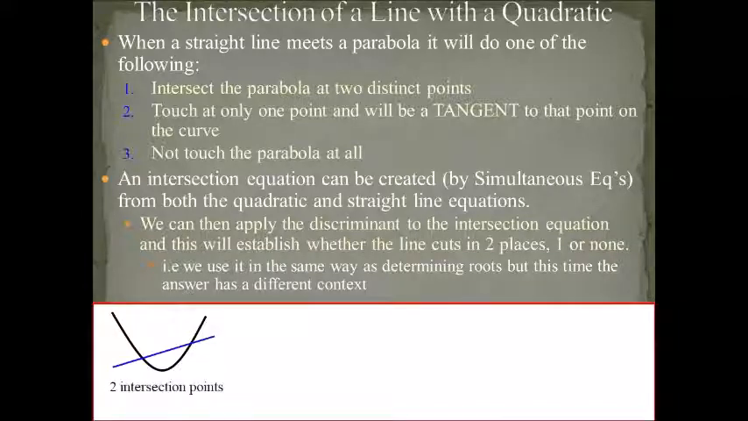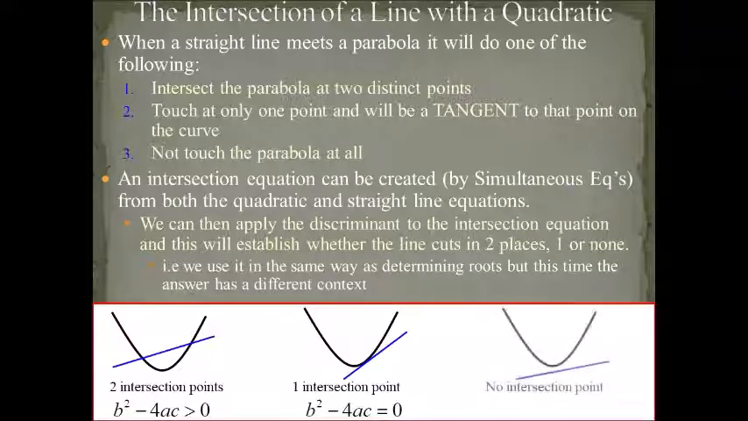And it's shown diagrammatically. First diagram, 2 intersection points: you'll get a discriminant for the intersection equation that'll be greater than 0. If there's one intersection point and therefore a tangent, the discriminant for the intersection equation will be equal to 0. And if there is no intersection point, the discriminant for the intersection equation will be less than 0.